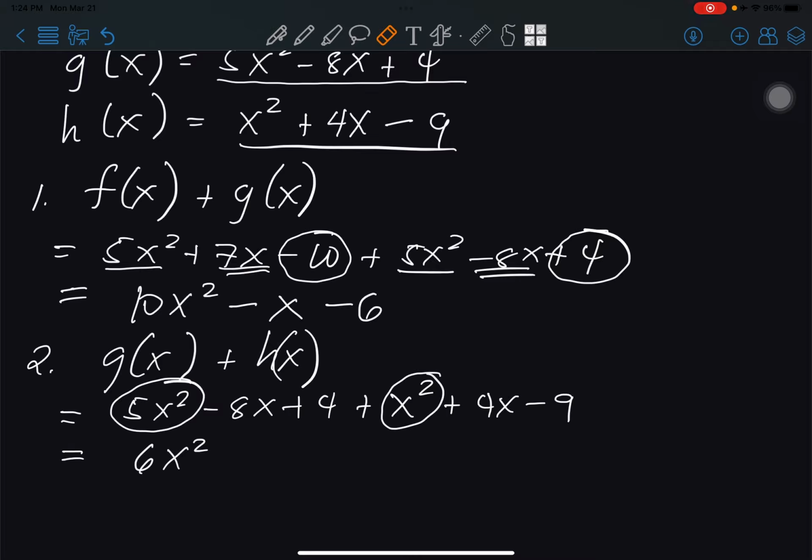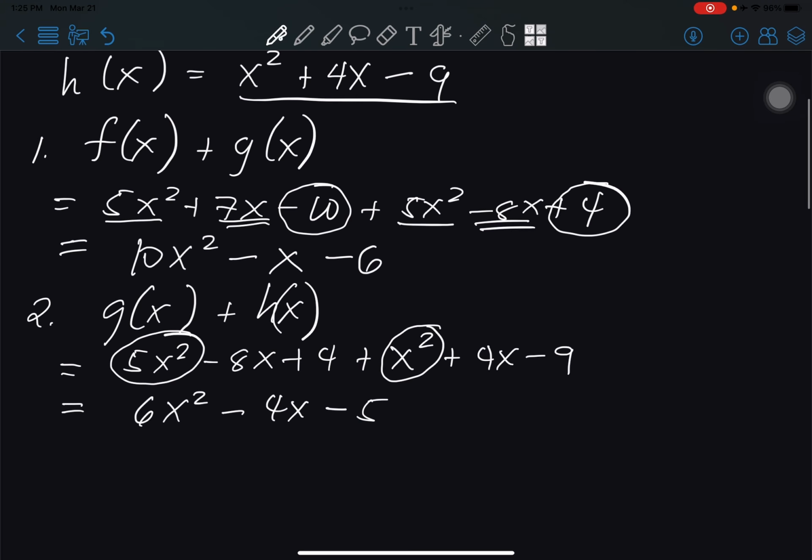Then minus 8x plus 4x. Okay? That will become minus 4x. We have minus 4x. That's the sum of minus 8x and 4x. Then we have 4 plus negative 9 or 4 minus 9 that will eventually give you minus 5. So that is now the sum of g of x and h of x.